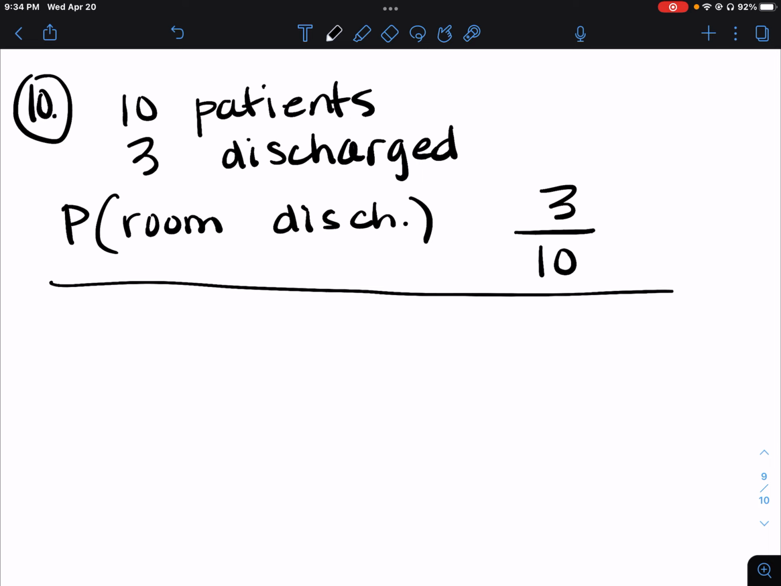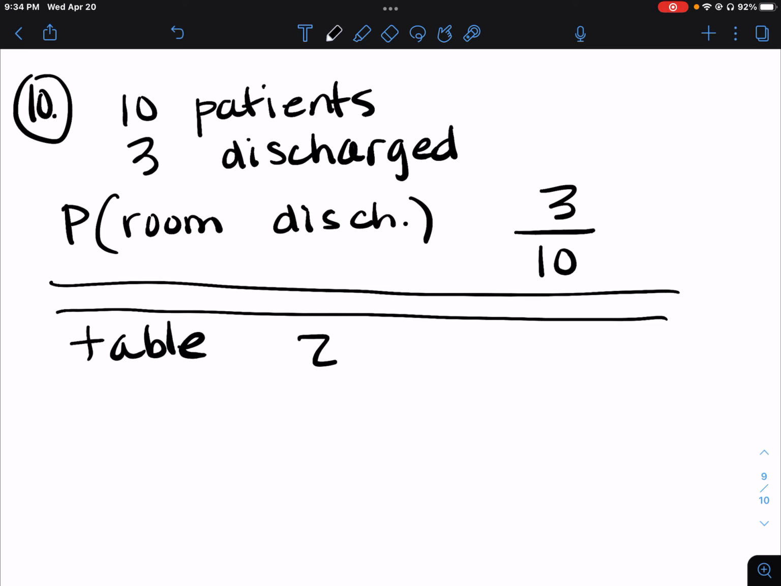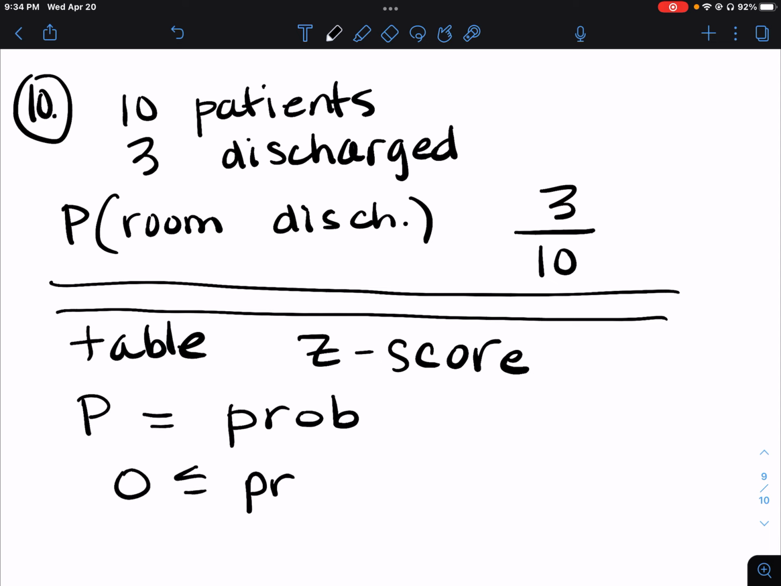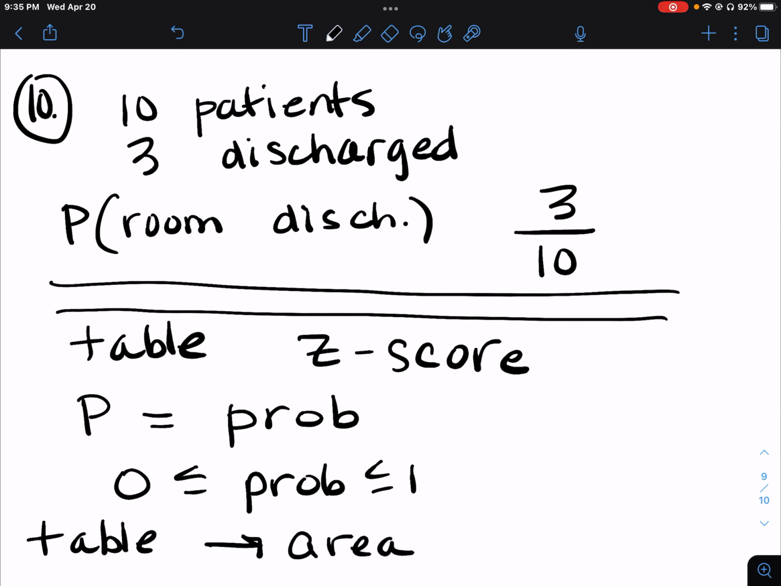Okay, the rest of the test uses your table, your Z-score table. Okay, number 11. Oh, first let's review. P stands for probability, which always needs to be between 0 and 1. Remember that the table gives you the area to the left, always to the left.